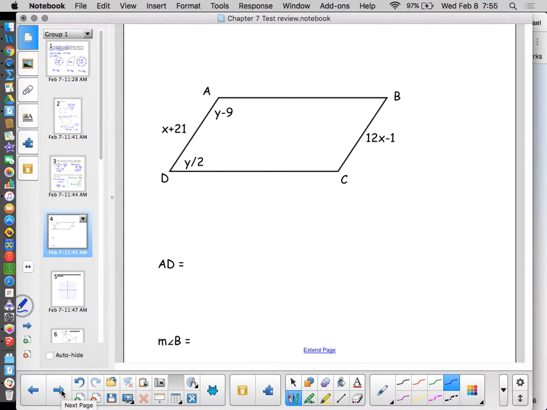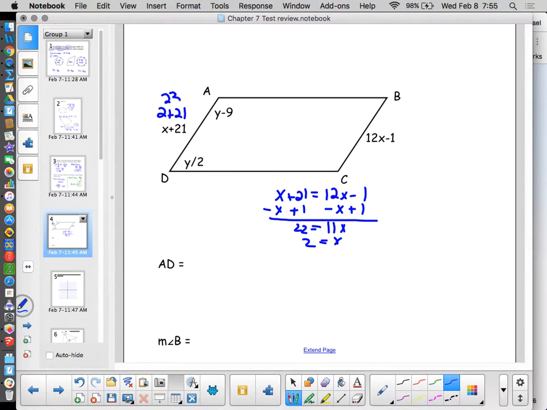Add those two together, set them equal to 180. Add them together, set them to 360. Add them together, set them to 90. Set them equal to each other. What am I going to do? Equal to each other because they're opposite sides in a parallelogram, which means they're congruent, equal measure. So x plus 21 equals 12x minus 1. Do the algebra. I get 11x equals 22, so x equals 2. If x equals 2, then this is 2 plus 21, or 23. So AD is 23.